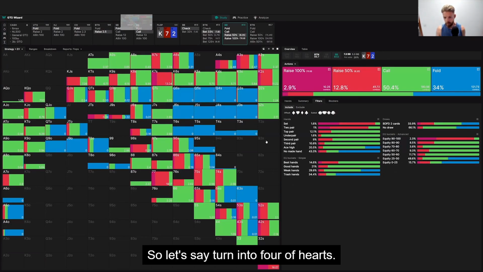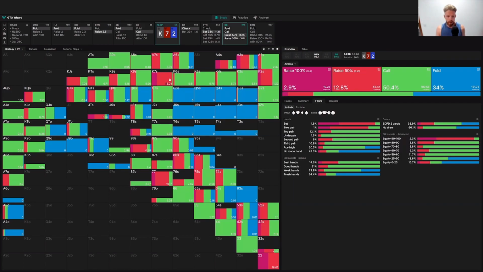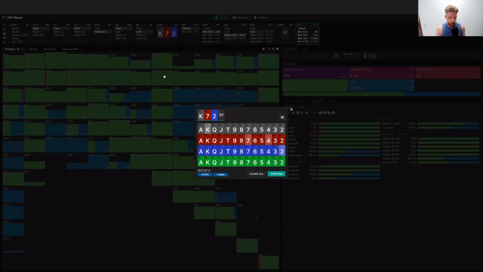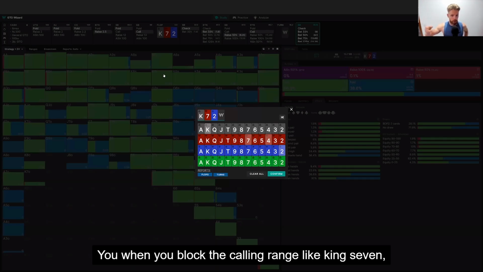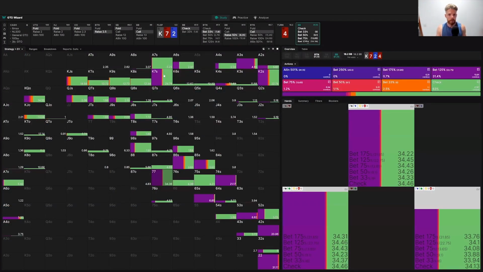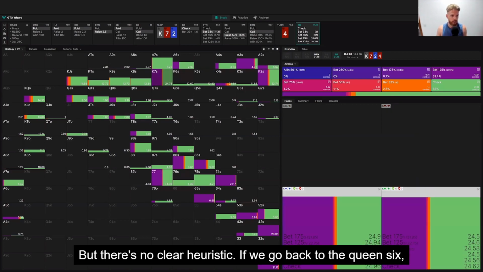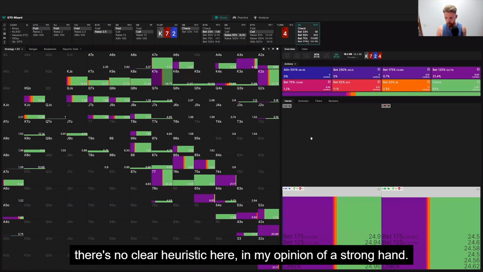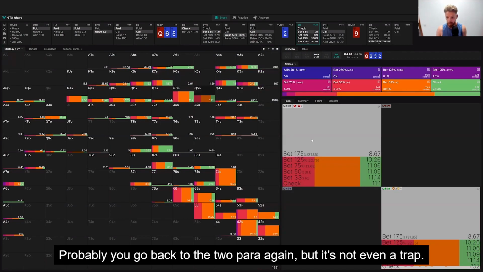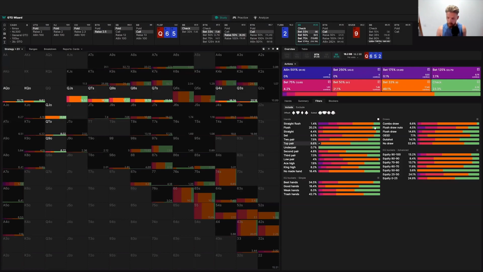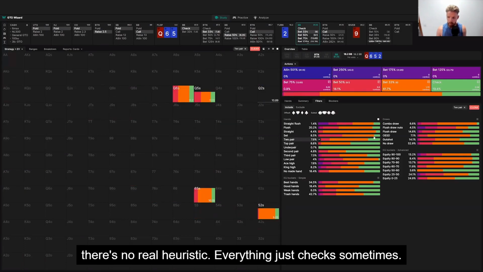So let's say the turn is the 4 of hearts. Usually you will check these type of hands. When you block the calling range, so like king 7, that's a good hand to start mixing in as a trap. But there's no clear heuristic. If we go back to the queen 6, there's no clear heuristic here, in my opinion, of a strong hand. Probably you go back to the 2 pair again, but it's not even a trap. Like if you look at the strong hands here, there's no real heuristic. Everything just checks sometimes.